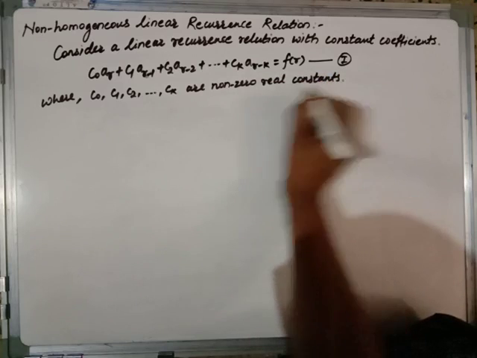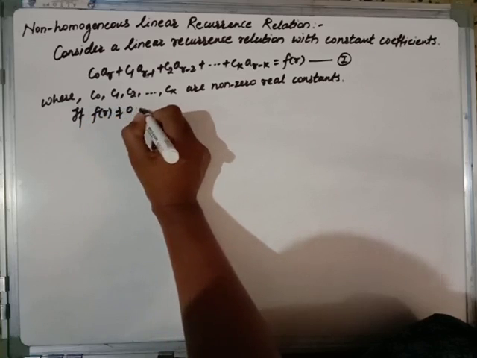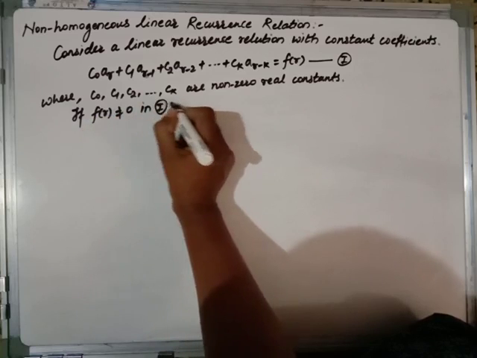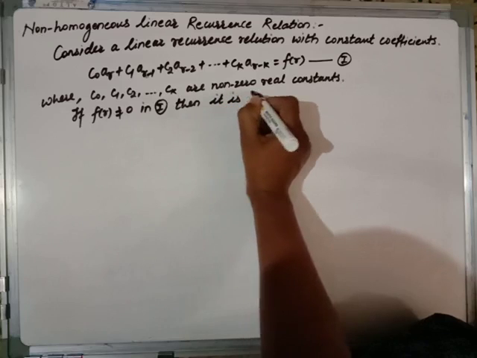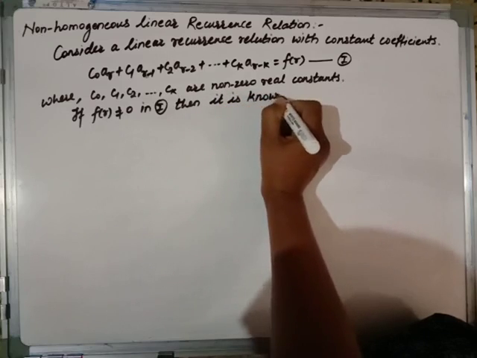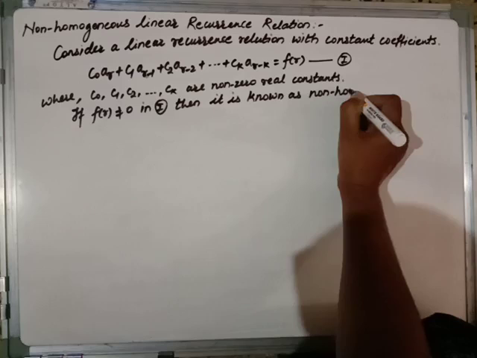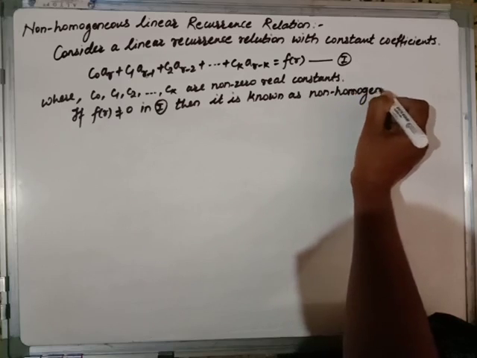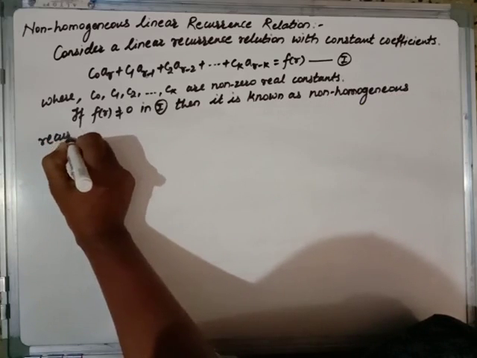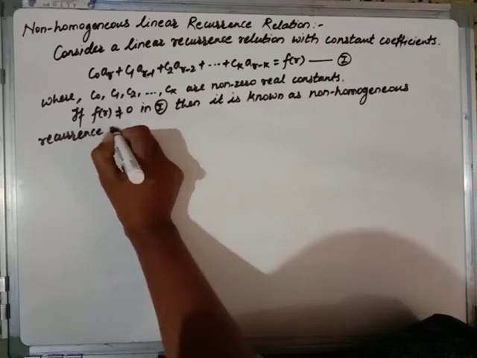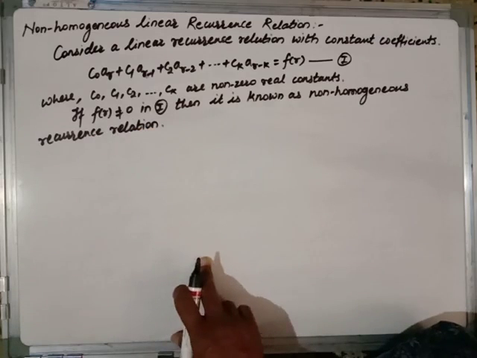Now here if f(r) is not equal to 0 in equation 1, then it is known as a non-homogeneous recurrence relation.